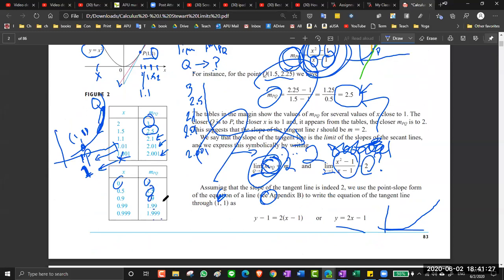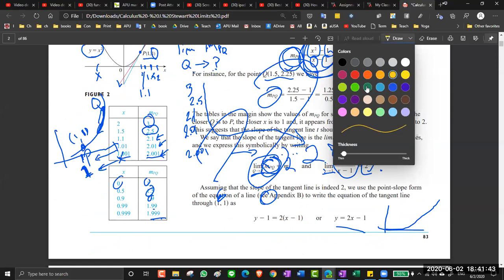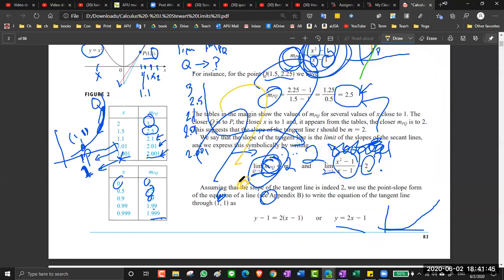So it definitely looks like it's going to 2, right? This side looks like 2, and this side also looks like 2. But just because it looks like 2 doesn't mean it is 2. Okay, but anyway, that's why I said this is all just a guess. So everyone get this idea?